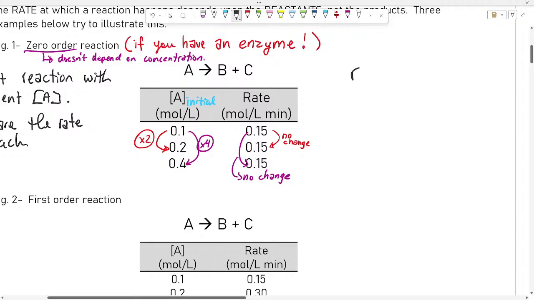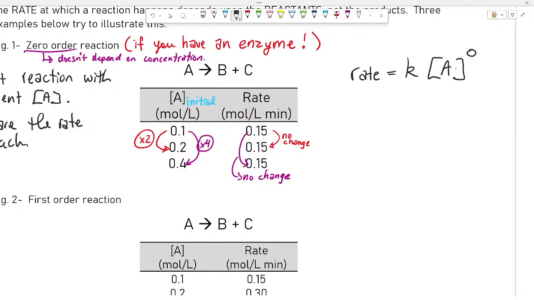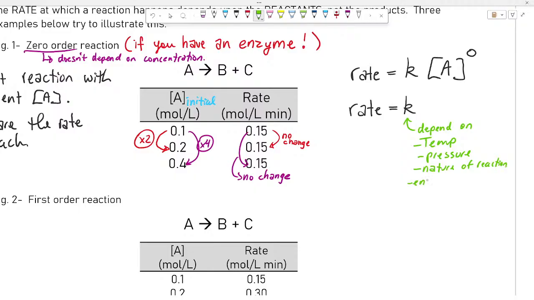And in that case, we could say the rate of this reaction is equal to some constant K, and then does the concentration of A matter? Not at all. In fact, we would have to put that A to the exponent zero. Now, we'd never actually write it that way. We'd just say that the rate is constant. In this case, what is the constant in all the setups here? 0.15 molar per minute. Does that make sense? And this constant would depend on things like temperature, pressure, the nature of the reaction, enzymes and catalysts.